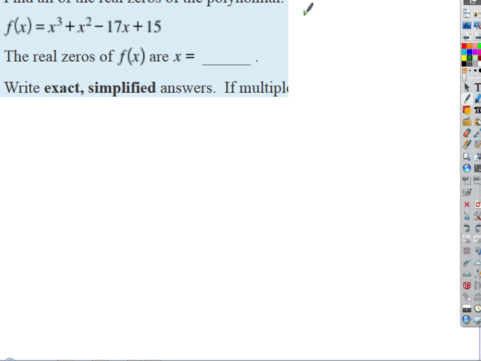So let's go through. We're going to find our factors of 15, plus or minus 1, plus or minus 3. We'll start with the easiest ones and work our way up. So we'll make our little template here. We'll put the coefficients out. What are those going to be? 1, negative 1.